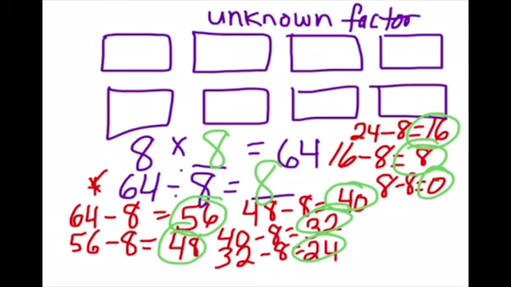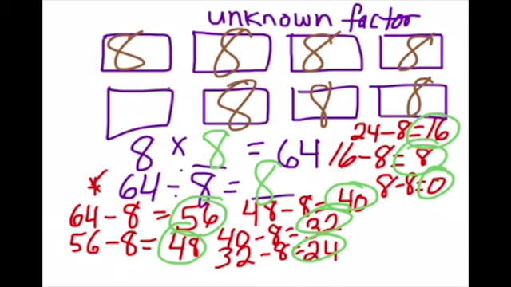And remember, if I were to do that equal sharing again, and I did 64 total, and I added 1 Lego to each box until I got to 64, I would get 8 in each box. So 8 is that unknown factor. Nice work.